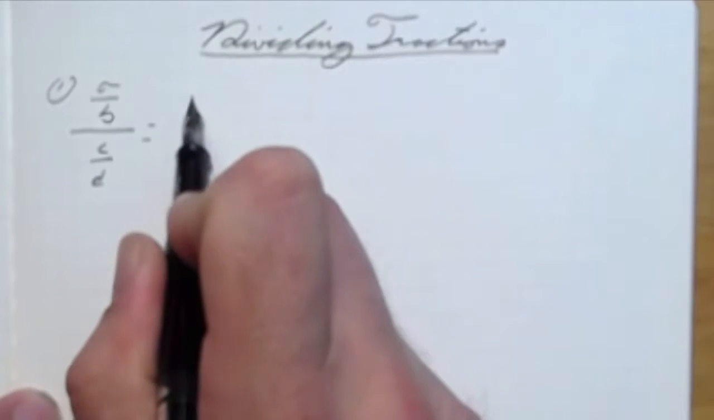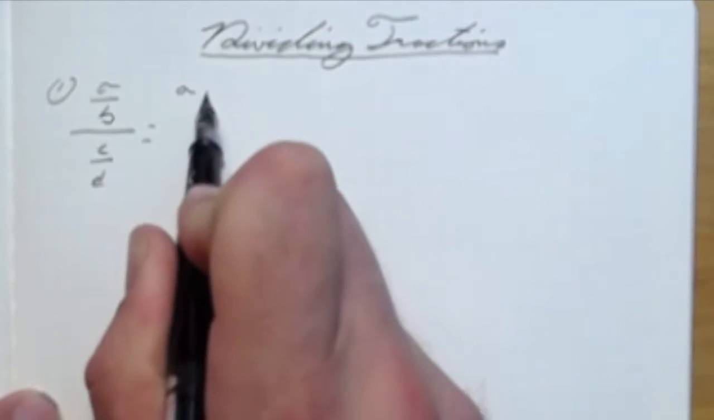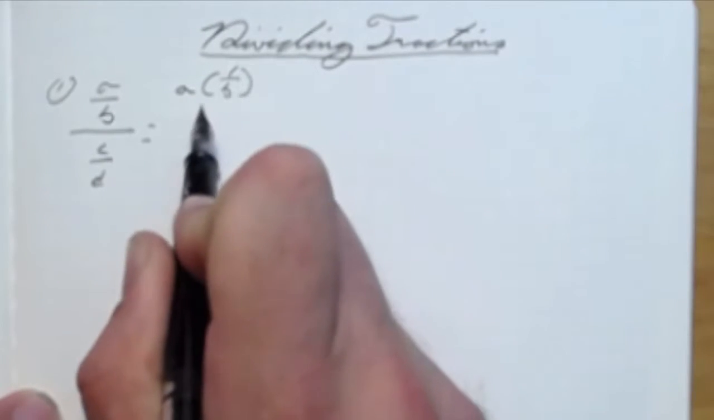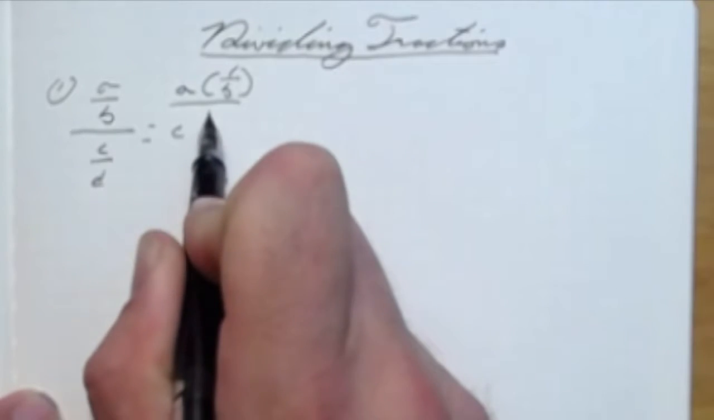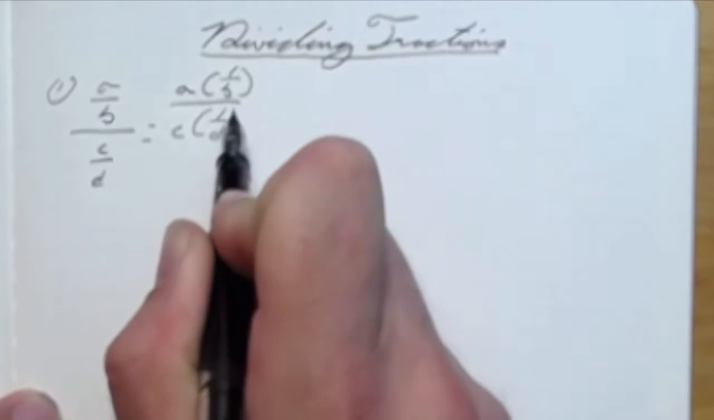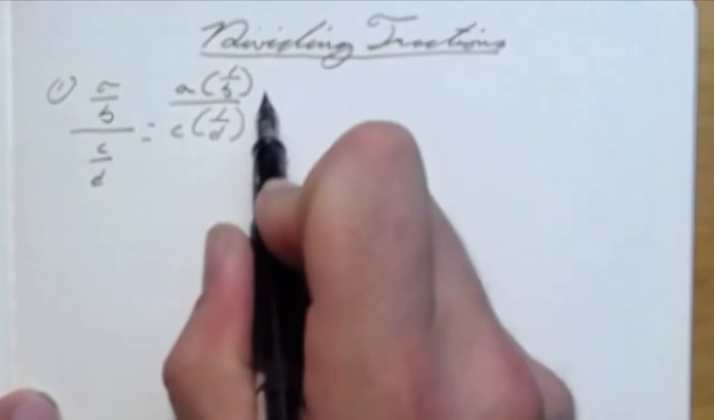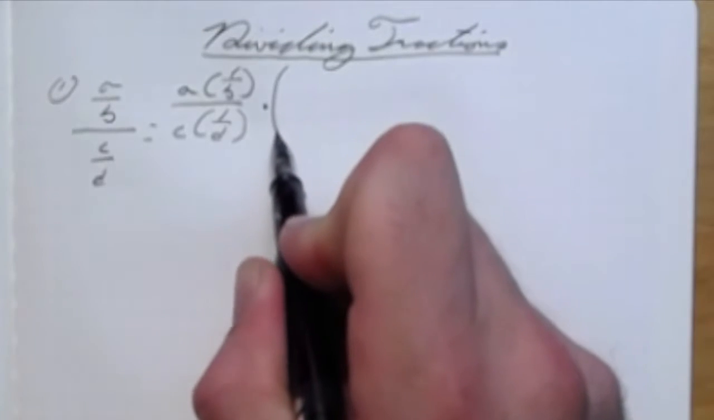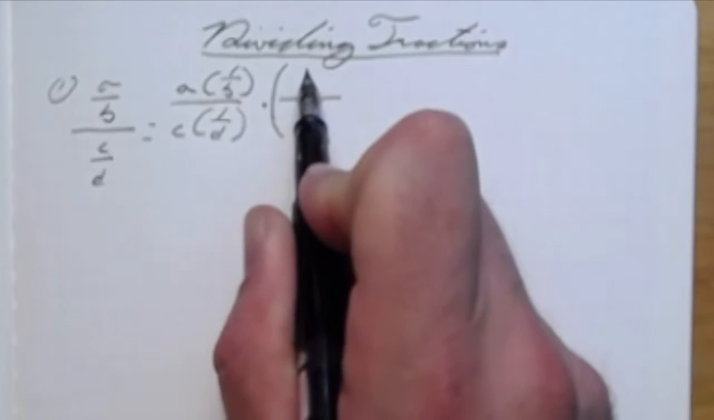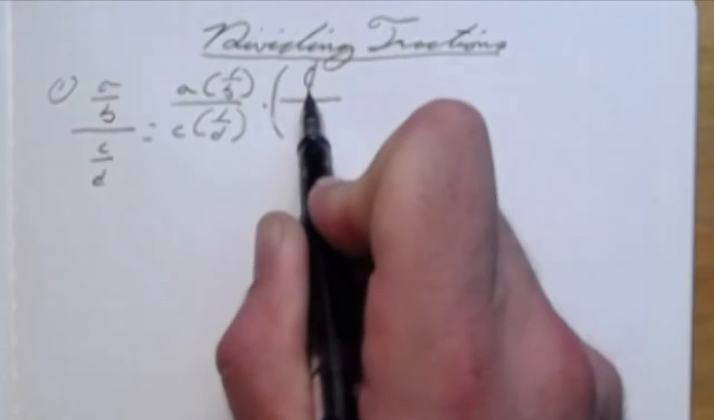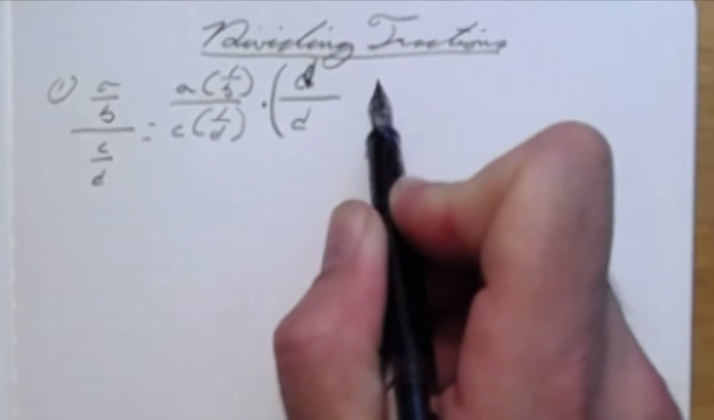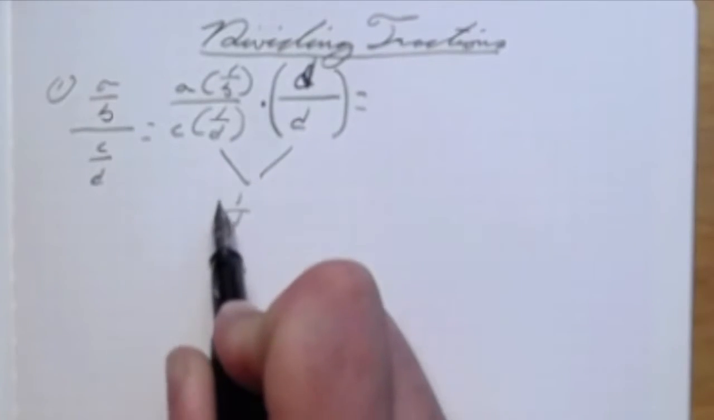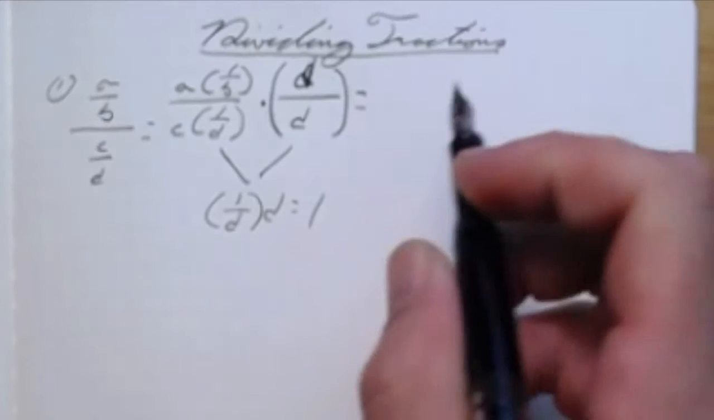Now a divided by b in the numerator is the same as a times 1 over b. And the denominator, c divided by d, is the same as c times 1 over d. Now to get rid of that over d in the denominator, we're going to multiply both our whole numerator and whole denominator by the letter d. This is because 1 over d times d is equal to 1. Any number divided by itself is 1 as long as that number is not 0.